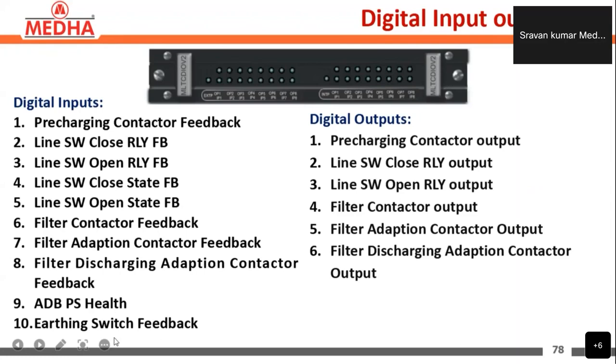And next, the digital output card. Here we can see the pre-charging contactor output. The digital outputs are used for driving the contactors. Here we can see the contactor is driven. So line switch close relay output, line switch open relay output, filter contactor outputs, filter adaption contactor output, filter discharge adaption contactor output.